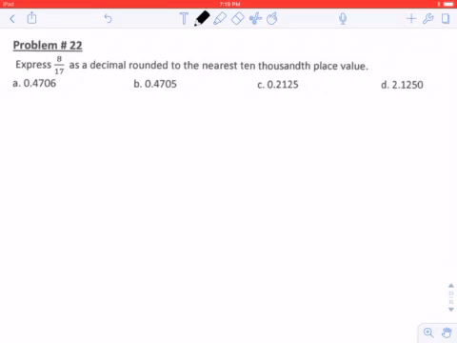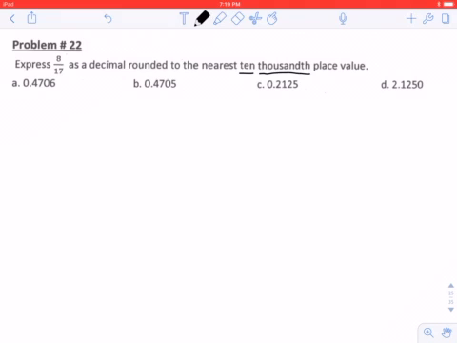Problem 22. Express 8 over 17 as a decimal rounded to the nearest 10 thousandths. In this problem, we need to know two things. First is how to convert a fraction to a decimal. And in order to convert a fraction to a decimal, what we do is a long division. And secondly, we need to know how to round. We need to know place values, and they want us to round it to the 10 thousandths right here.